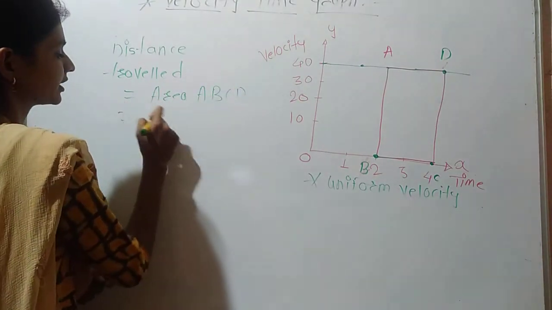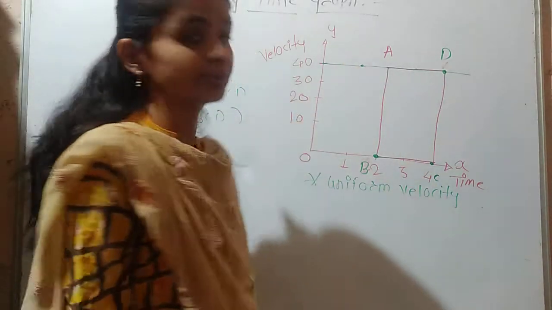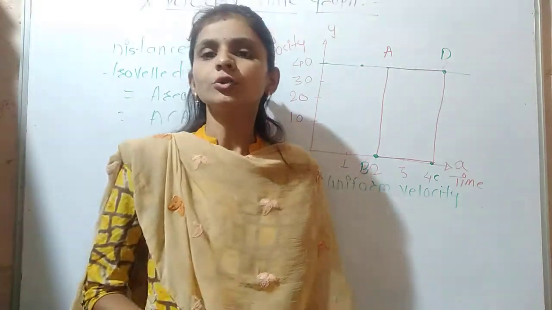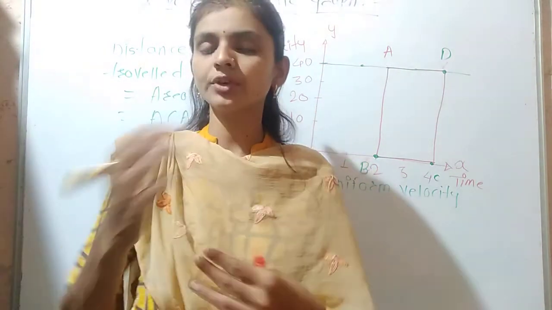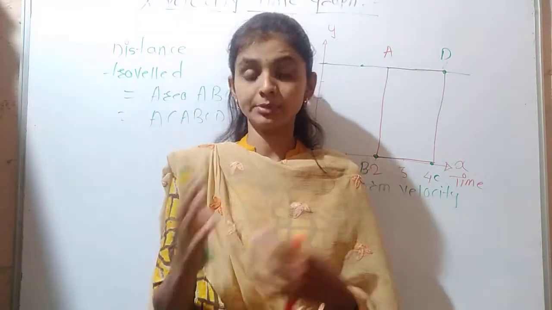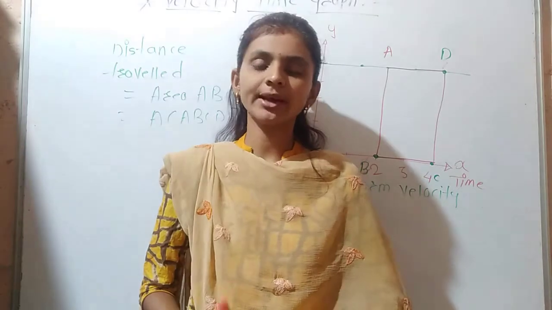Okay, it is none other than area ABCD. So here you can see that the area ABCD is a rectangle. By using this rectangle, if we find the area of ABCD, meaning the area of the rectangle, that time we will get the total distance covered by the object.